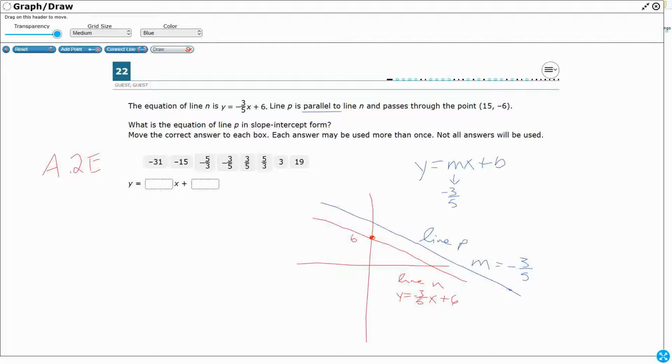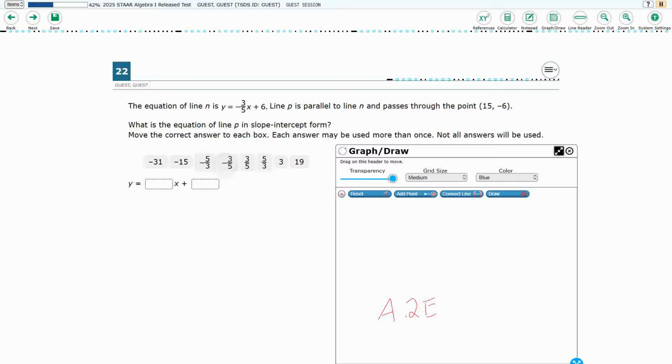Now, that's not in any of our reference material, so we need to know that parallel slopes are identical. Perpendicular slopes, we have to deal with that. Sometimes those are negative reciprocals. So if this was perpendicular, it would be positive 5/3. Just flip it and change the sign. Well, I need to find the b. I'm halfway there. So I can put my negative 3/5 there without having to calculate anything.